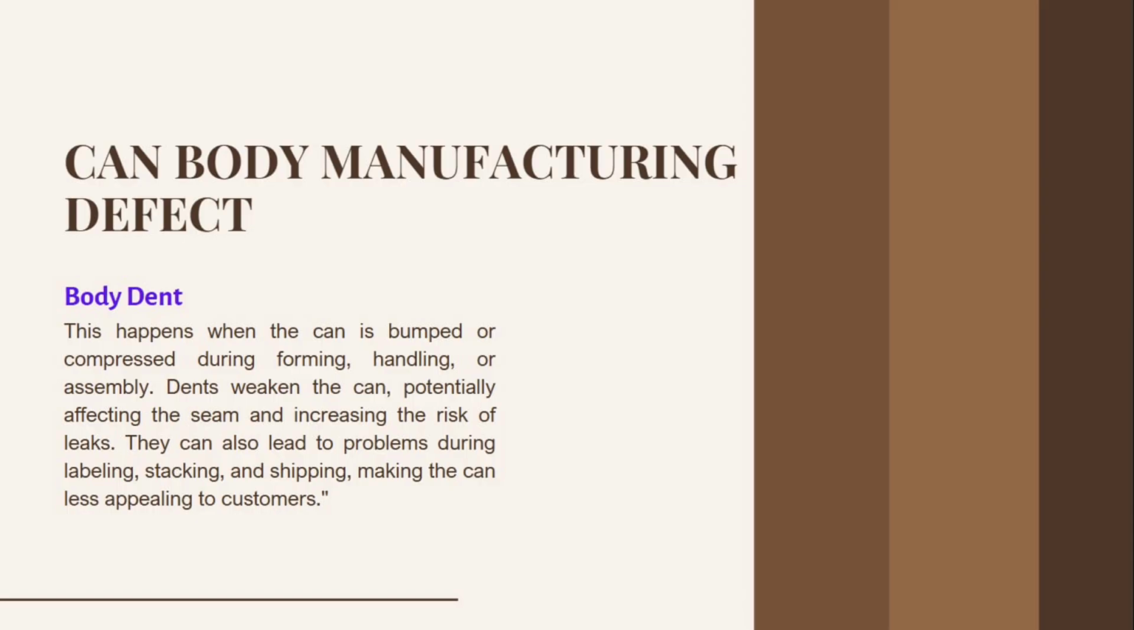Dents can occur for many reasons, including rough handling during production, improperly set guides on the production line, or collisions with other cans. Even a small dent can put stress on the can seams, which are critical for maintaining a tight, airtight seal. In severe cases, dents can compromise the structural integrity of the entire can, making it more likely to burst or leak under pressure.